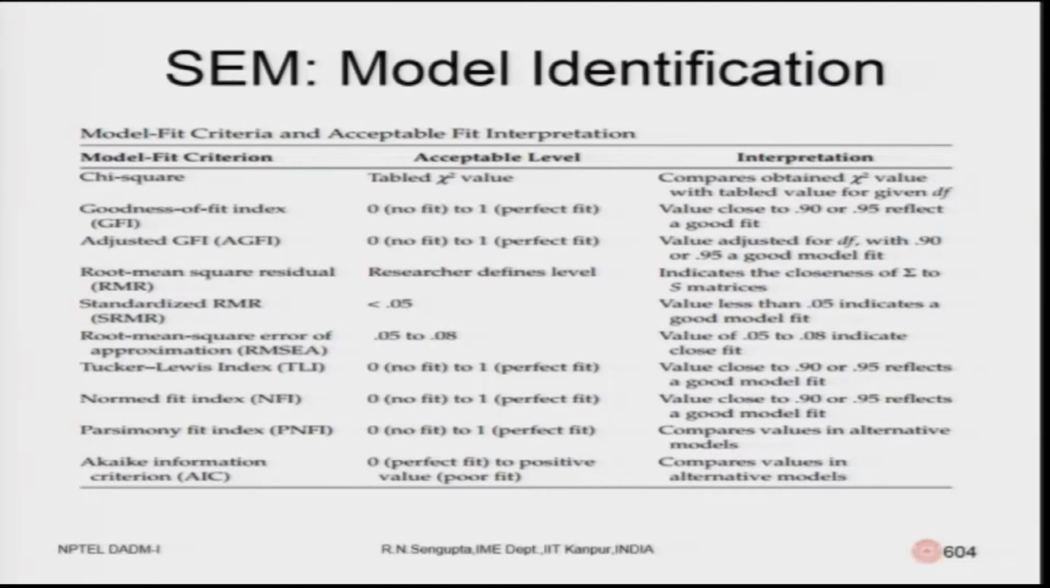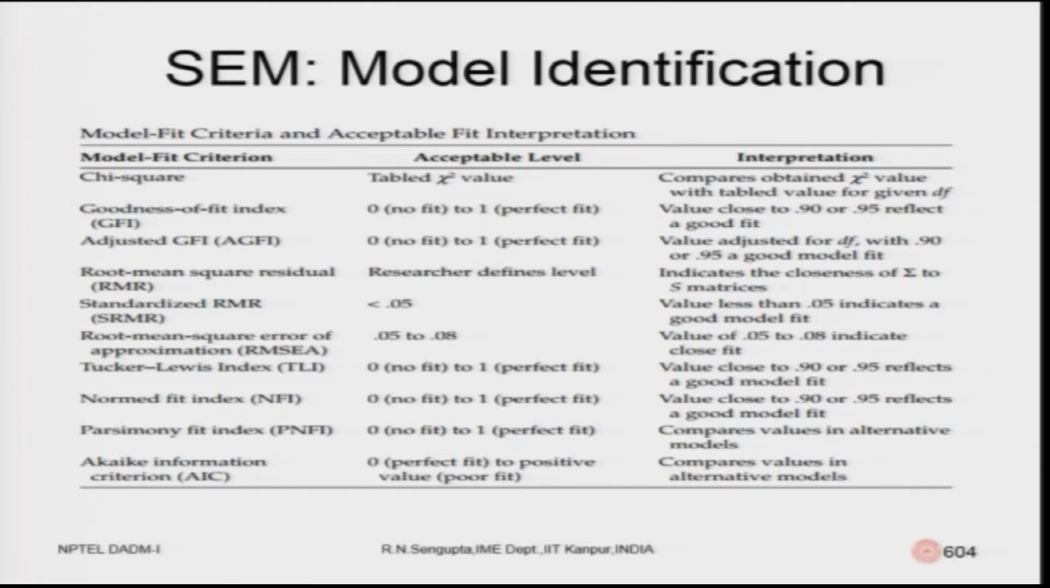So, the chi-square which will be acceptable will be tabled in the chi-square values, and the interpretation is that it will compare the obtained chi-square values with the table values for a given degrees of freedom. Given the degrees of freedom are changing, obviously the chi-square values would change and the level of acceptance would also change.